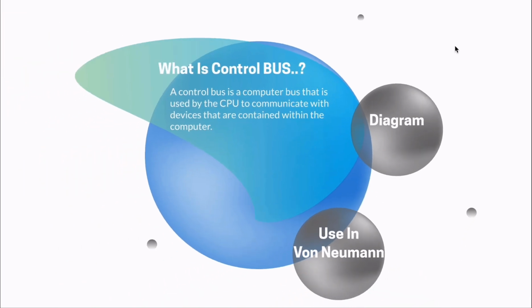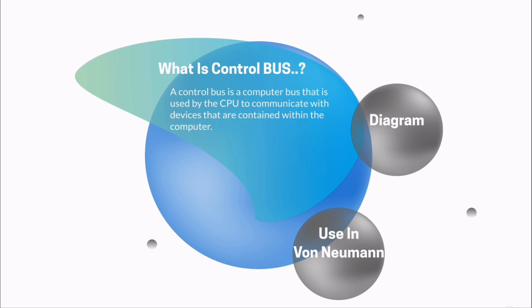As explained earlier, the control bus is a type of computer bus that carries control signals between various components of a computer or electronic system, and the control signals are the signals used to control the operation of various components like the CPU, memory, and I/O devices. Now, before moving on to the uses of control bus in the von Neumann architecture, let me brief you about what von Neumann architecture is.